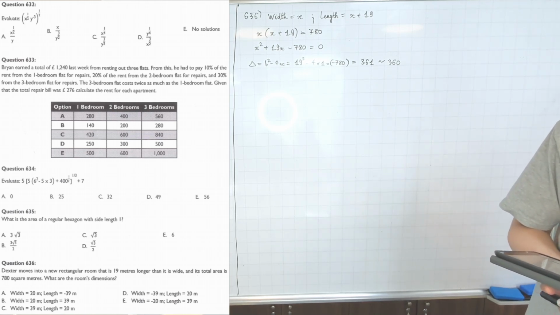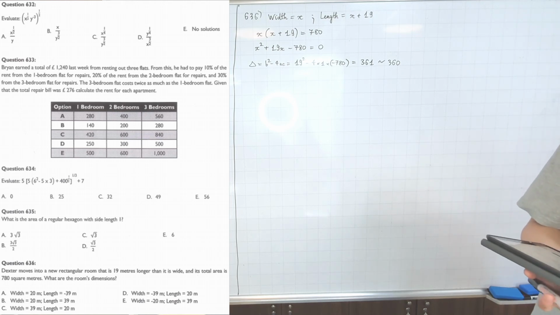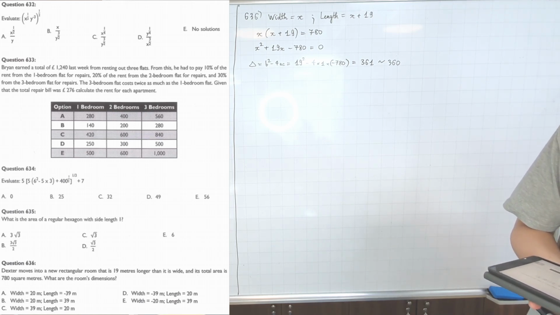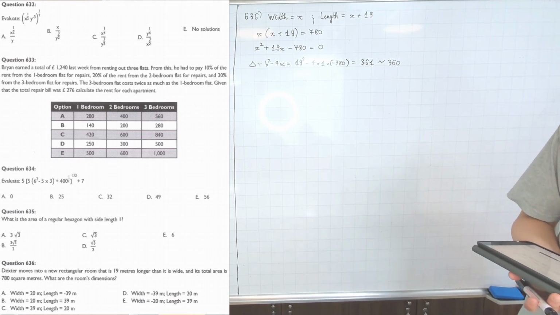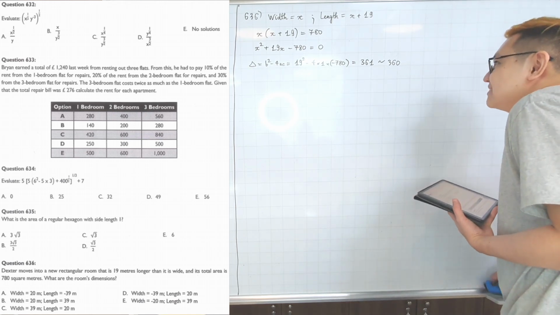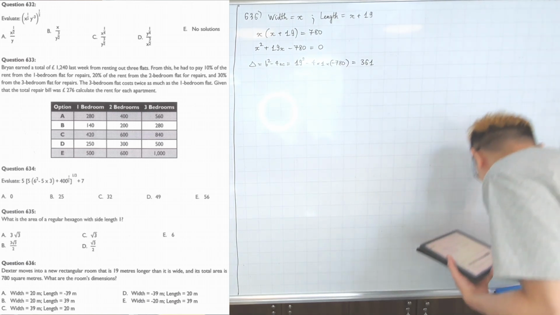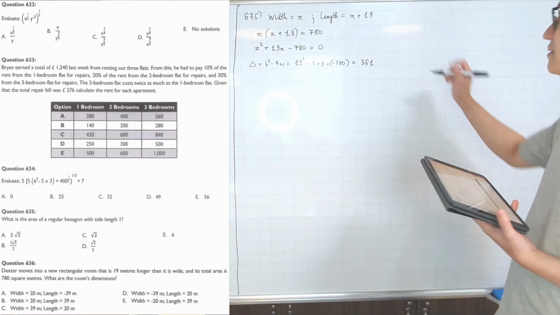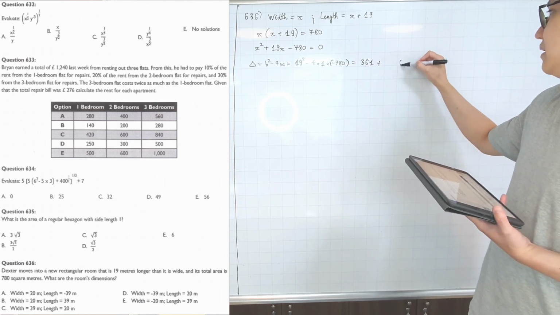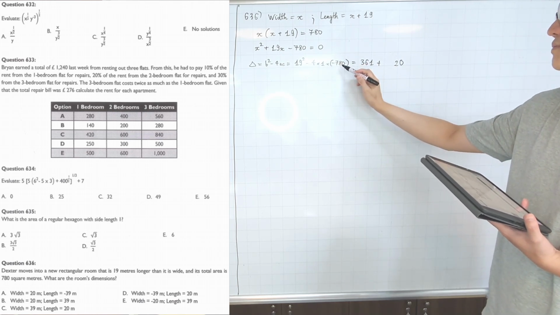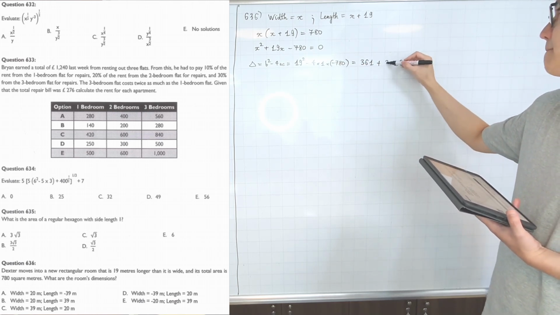Tại vì mình cũng phải scan nó là cái 361 chỉ là 19. What? Okay, it's just basically 19 square. Okay. And then plus 32. Oh my god.